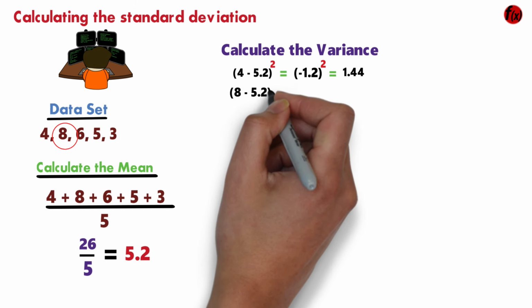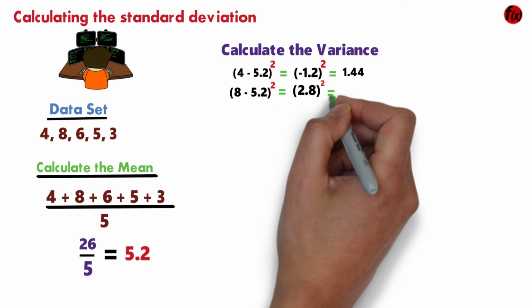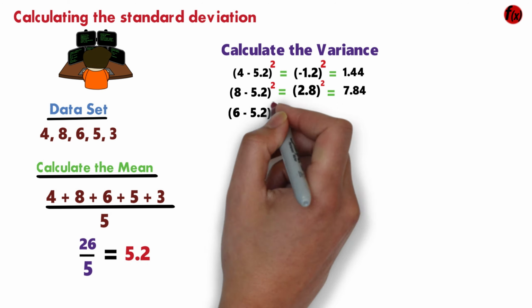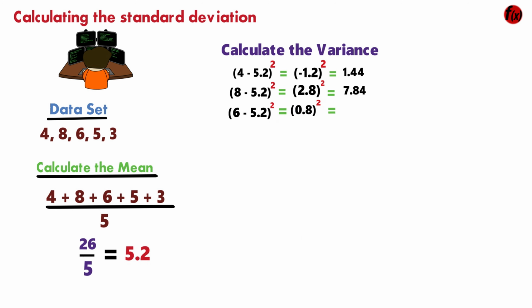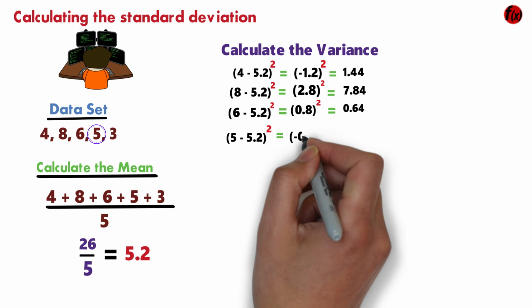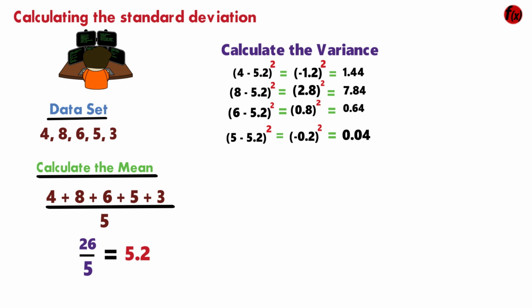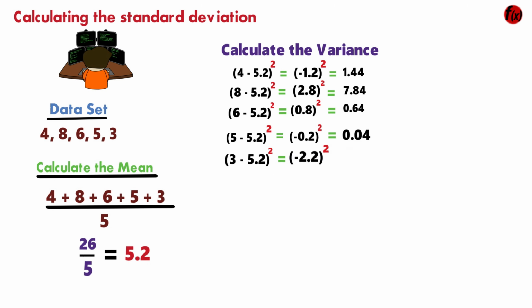8 minus 5.2 squared equals 2.8 squared equals 7.84. 6 minus 5.2 squared equals 0.8 squared equals 0.64. 5 minus 5.2 squared equals negative 0.2 squared equals 0.04. 3 minus 5.2 squared equals negative 2.2 squared equals 4.84.